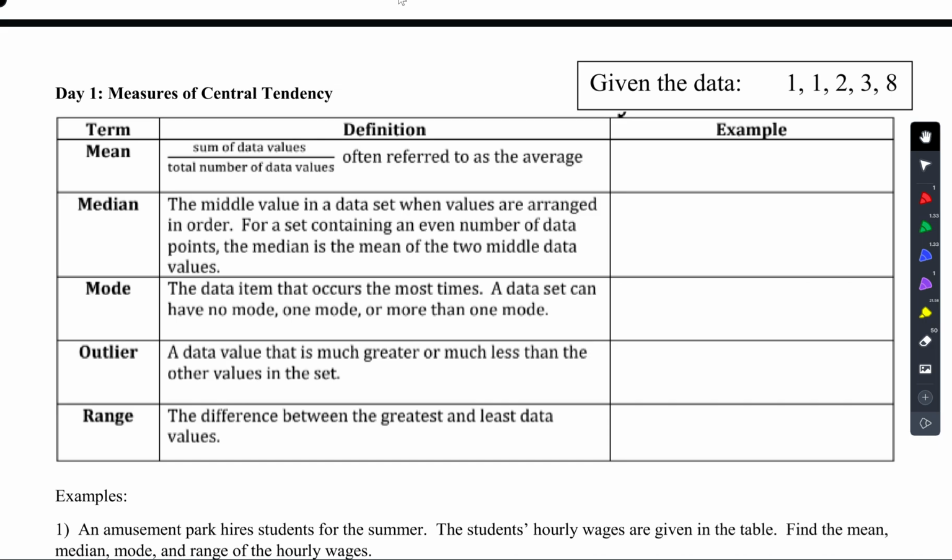Okay. When they ask you for all the measures of central tendency, or which one's the better representation of the data, they mean mean, median, or mode. Outlier and range are usually talked about with central tendency, but it's usually the OGs, the mean, median, mode. So the mean is just the average.